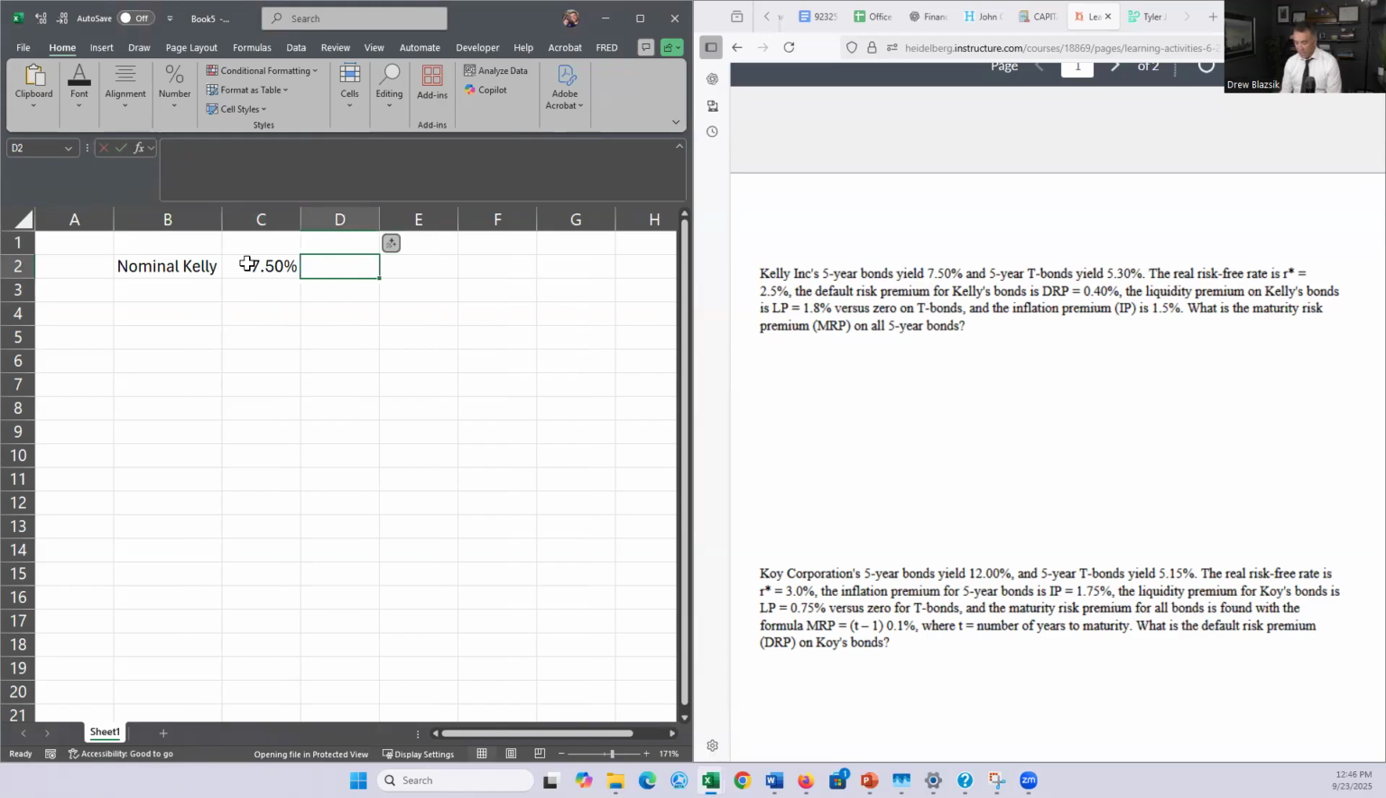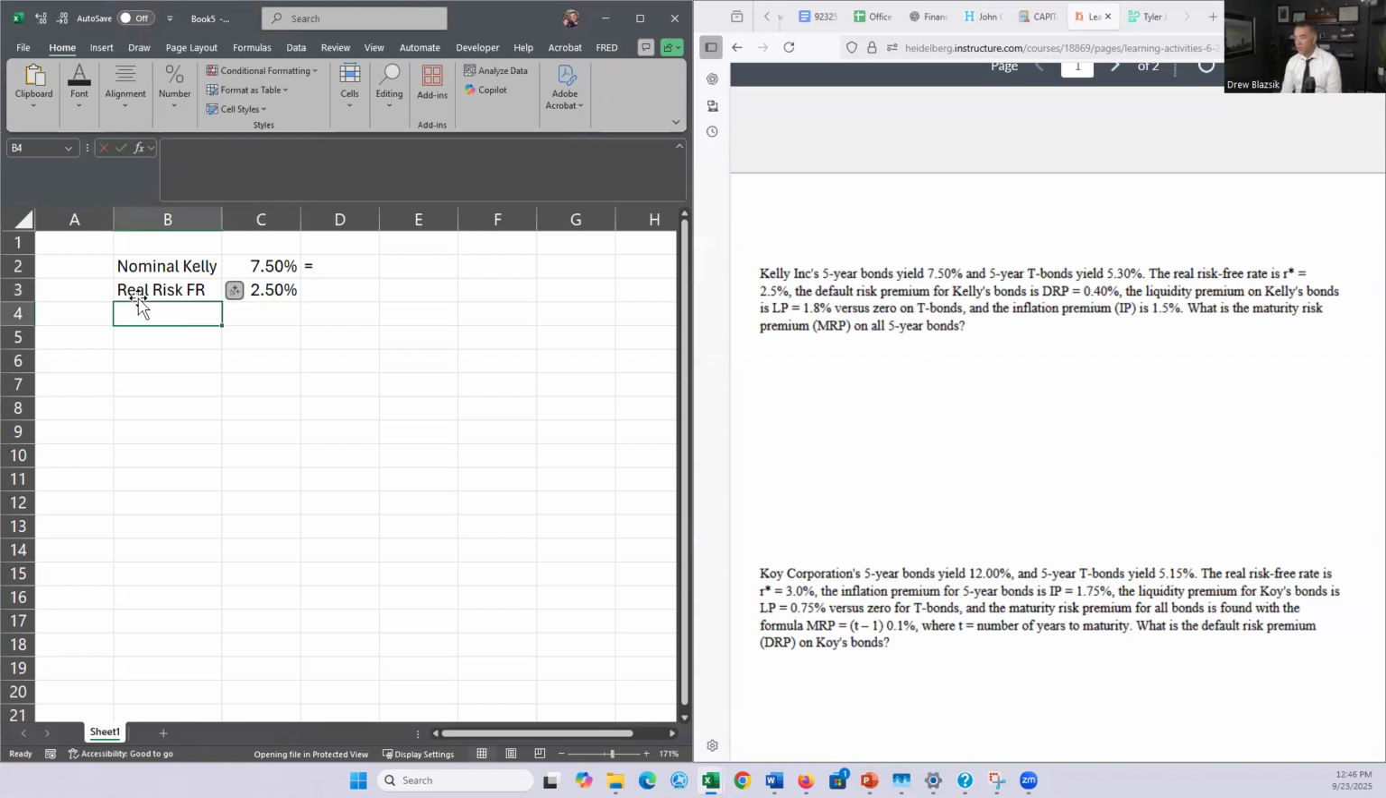That's the nominal rate of Kelly, and it's given to you at 7.5%. Now that is going to equal the following. The first thing we've got is the real risk-free rate. That's going to be R star. Well, the real risk-free rate, and that is at 2.5%.